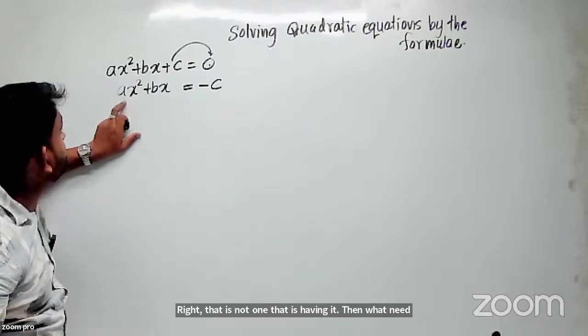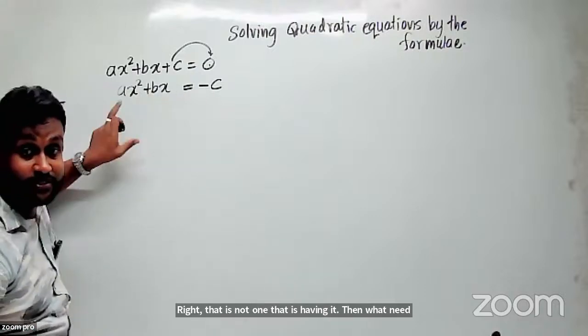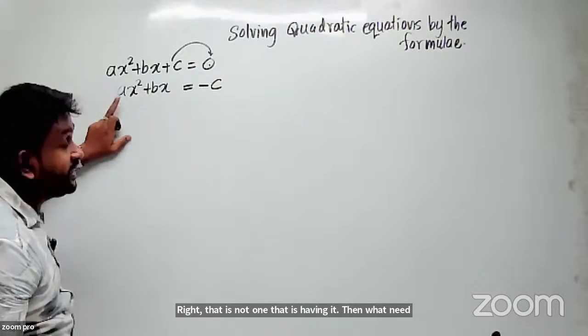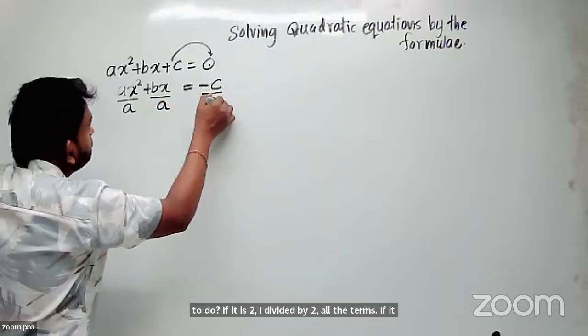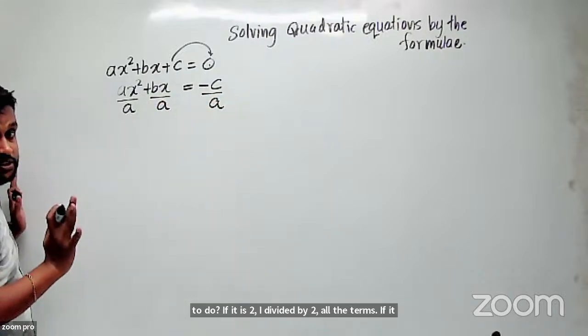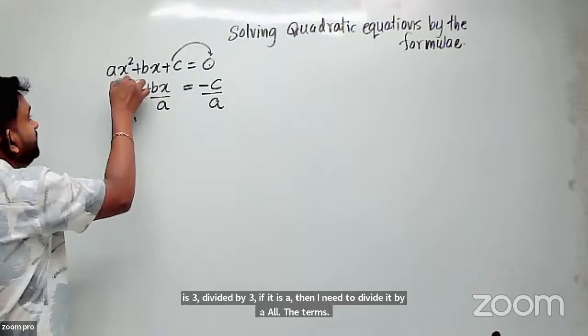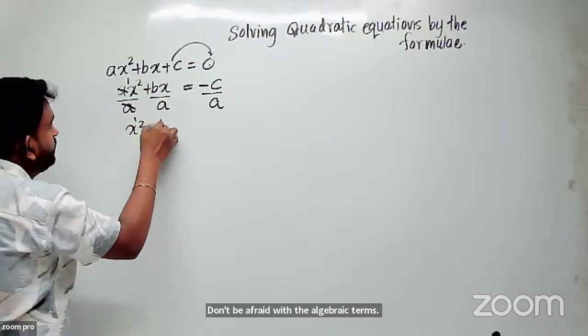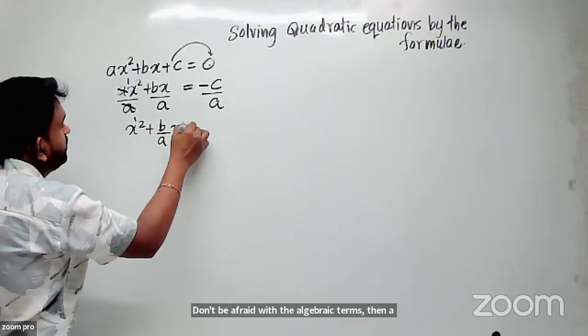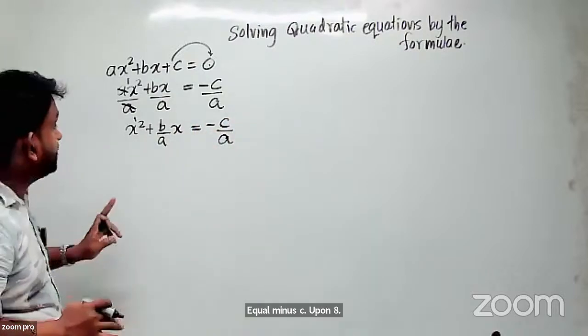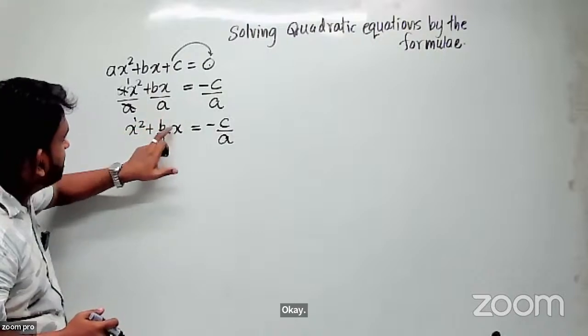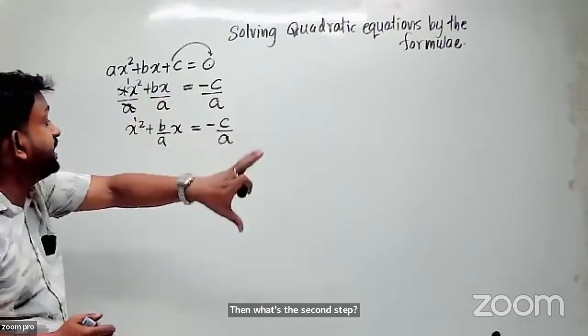Then what need to do? If it is 2, I divide by 2 all the terms. If it is 3, divide by 3. If it is a, then I need to divide it by a, all the terms. Don't be afraid of the algebraic terms. Then a cancelled. Then x squared plus b upon a x equals minus c upon a. Okay. Then what's the next step? The x coefficient's half square to be added.